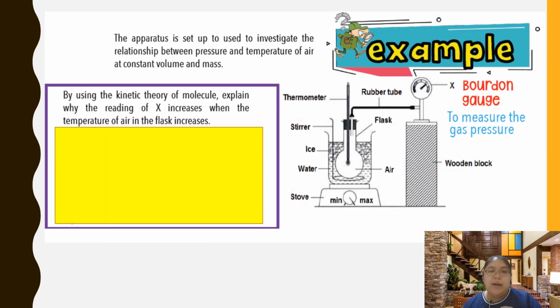Okay, now you see the apparatus. They used it to investigate the relationship between the pressure and the temperature. So this is the pressure law. Now, using the kinetic theory again, explain why the reading X increases. Reading X means the gauge, the pressure. How can the pressure be increased? When you heat, kinetic energy increases, meaning the collisions increase. Collisions with the wall of the container increase. Finally, they increase the pressure.